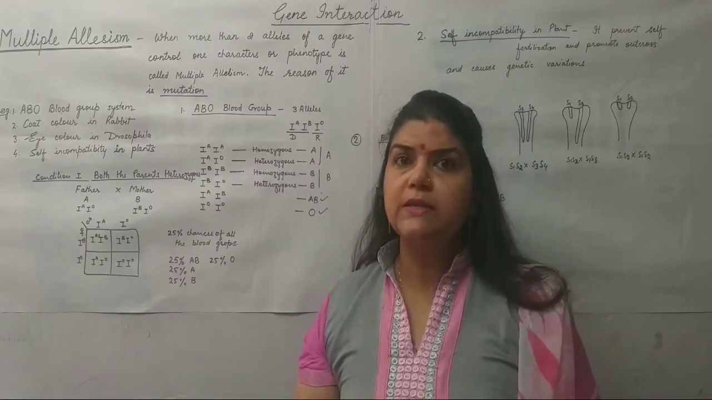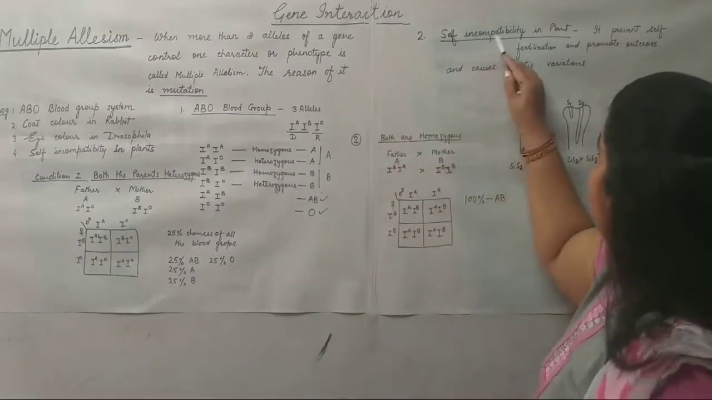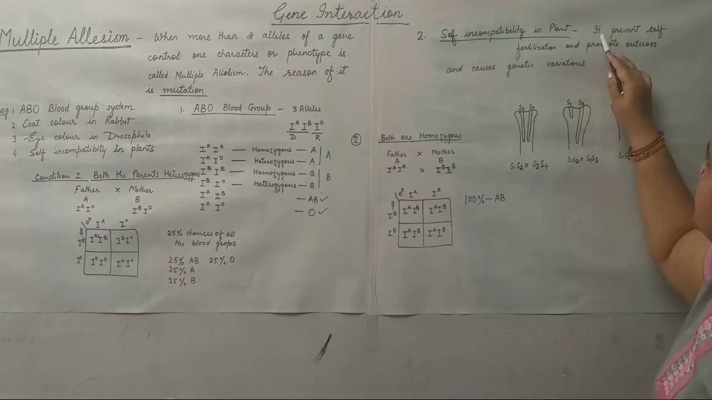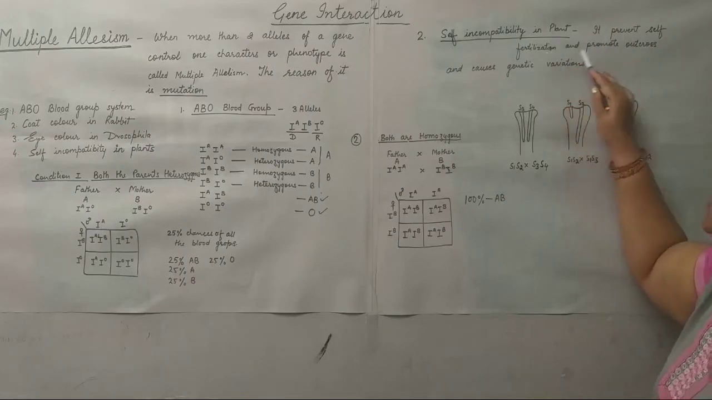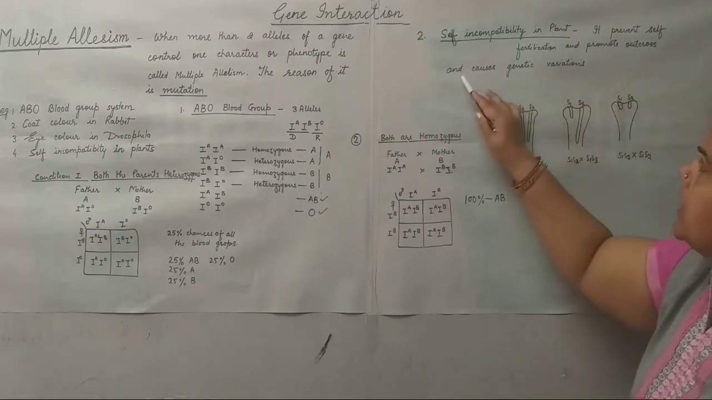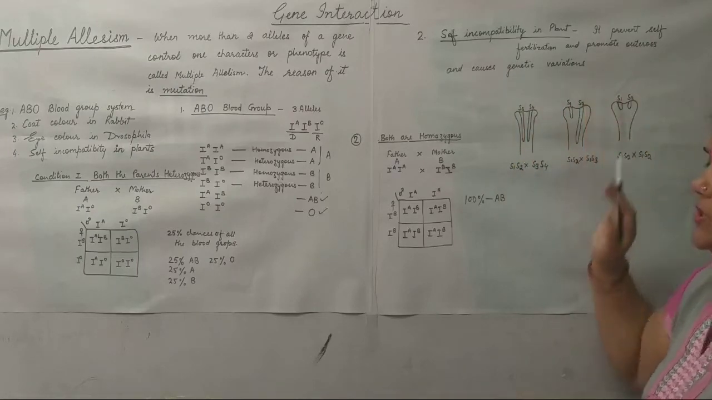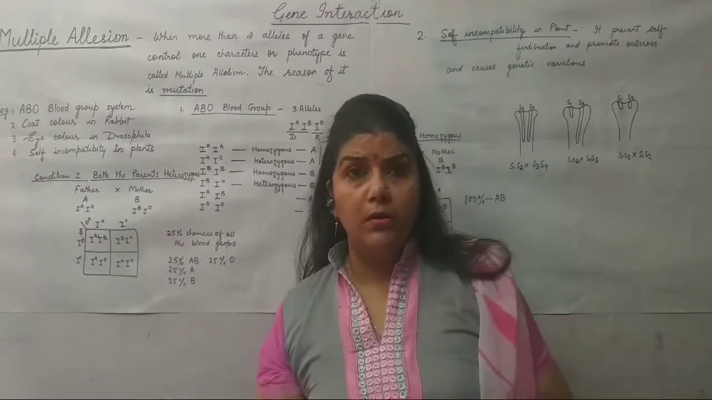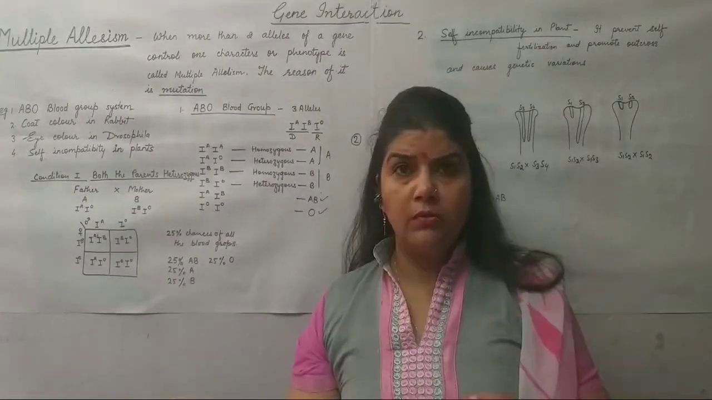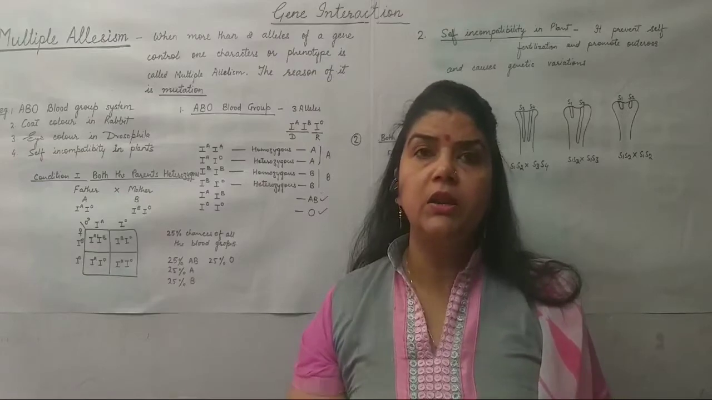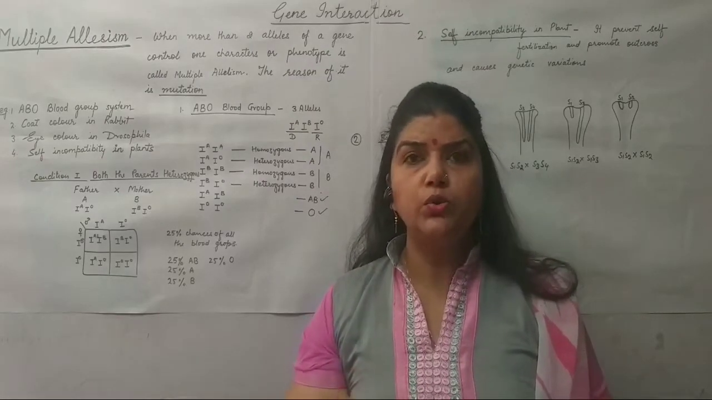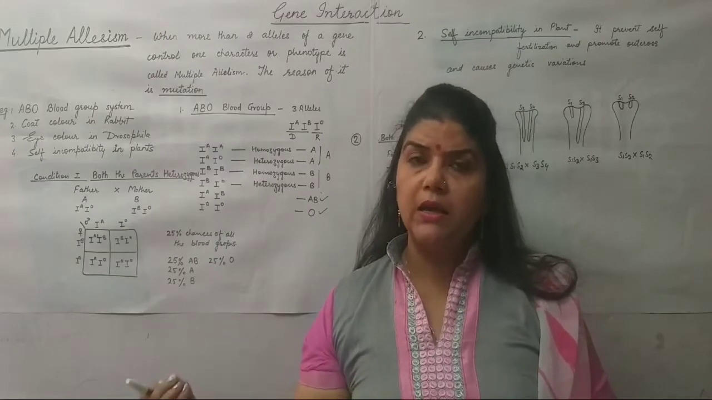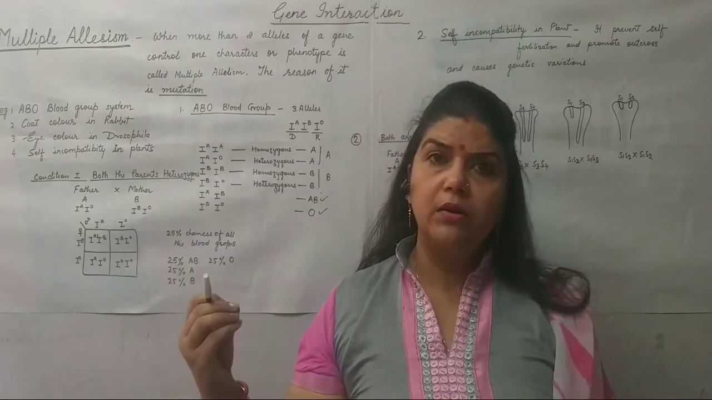Now we come to the second topic, self-incompatibility in plants. Self-incompatibility in plants means it prevents self-fertilization, promotes outcrossing and causes genetic variation. It means the plant itself prevents self-crossing. They do not do fertilization from their own pollen grain to the ovary. So they only cross with another flower of another tree.